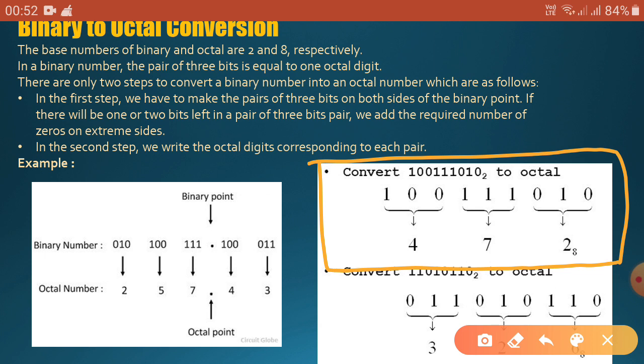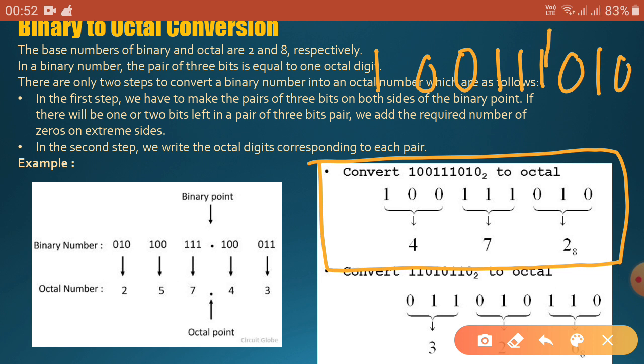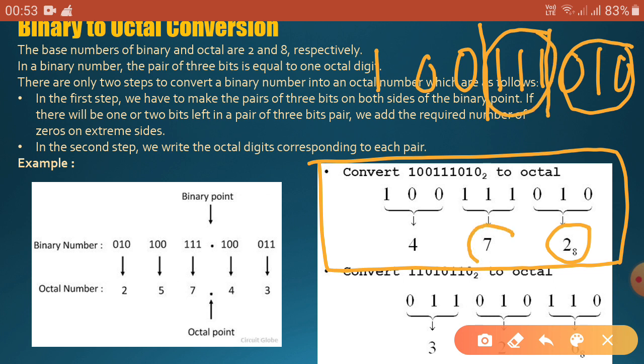So at first write the number 100111010. Okay, so if we make a group of 3 bits, then it will be 010, 111, and then 100. Okay, now for 010, we know what is the value, 2. Okay, for 111, what is the value? The value is 7. And for 100, it gives the value 4.